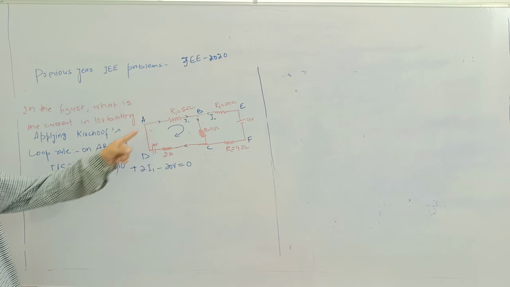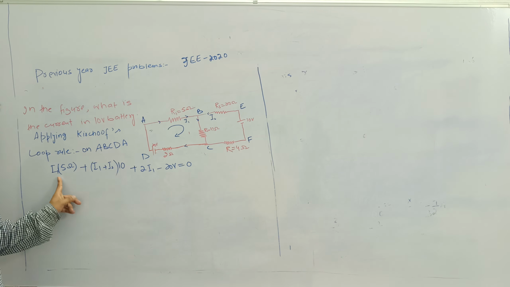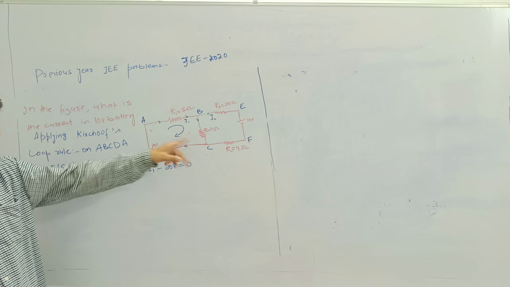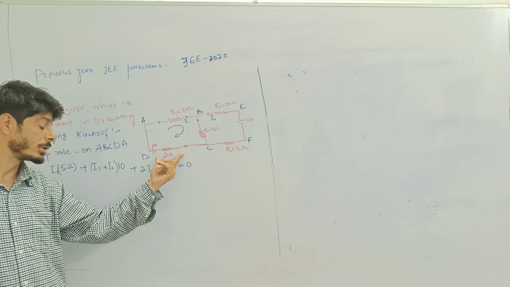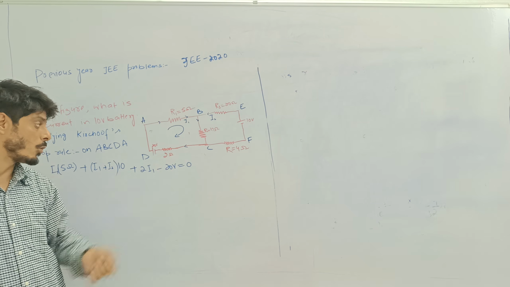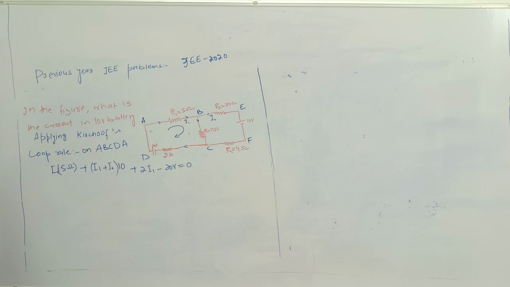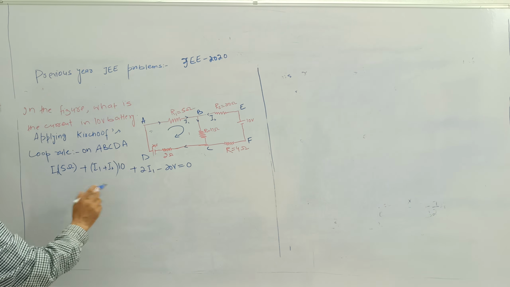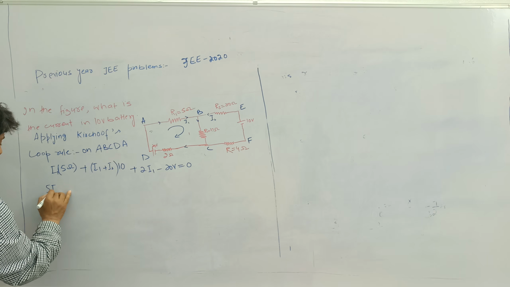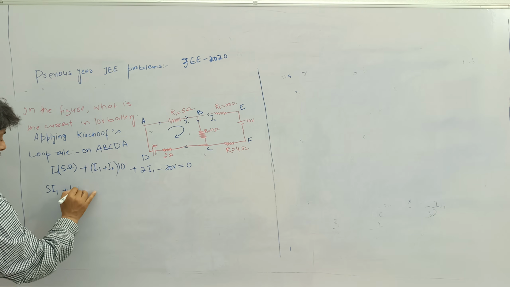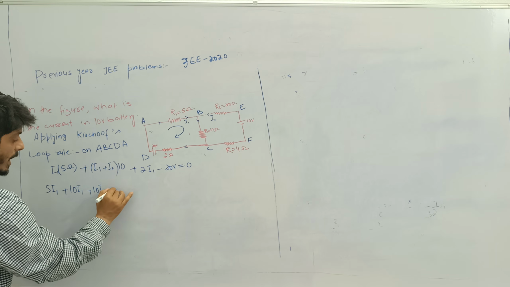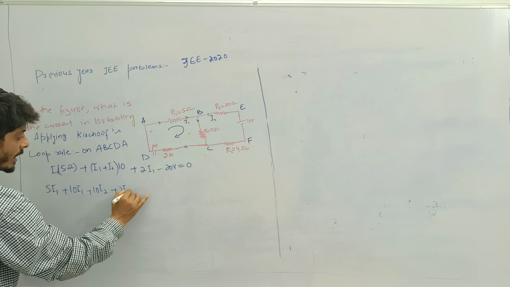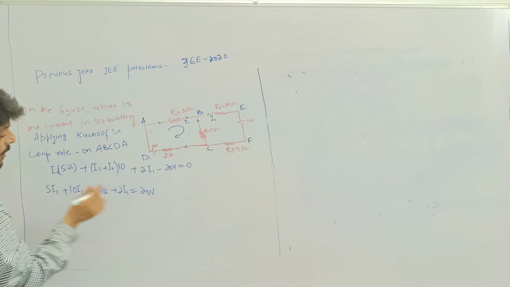So it means I1 into 5 ohm, plus this resistance into the current I1 plus I2, plus the current through the 2 ohm resistance, which is I1 into 2 ohm, minus 20 volt is equal to 0. After that I will simplify it. So it will be 5 times I1 plus 10 times I1 plus 10 times I2 plus 2 I1 is equal to 20 volt.